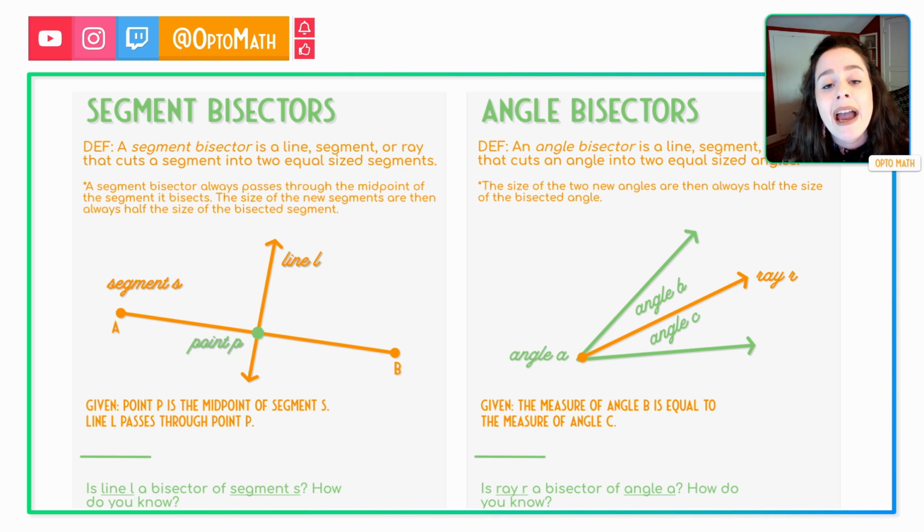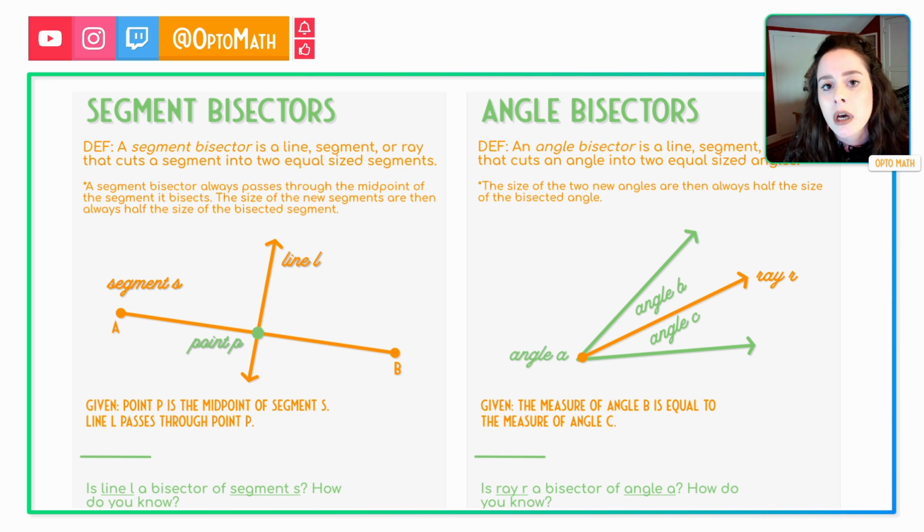It always passes through a special point. So remember when we talked about segment addition, there was some point on the line in between the two endpoints that sectioned the segment into two different pieces. The special point that we're talking about here would be the midpoint of the segment. If the bisector is making two equal-sized pieces, it has to go through the midpoint of the segment to do so. So that's something special about a bisector.